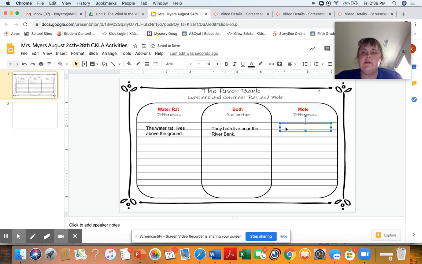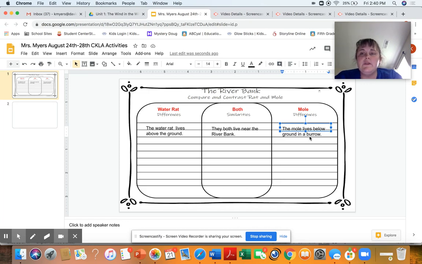Then how does that relate to the mole? So if the rat lives above, then the mole lives below ground in a burrow. So generally when I have a difference, I say one thing that's different about the rat compared to the mole. I might say while the water rat lives above the ground, the mole lives below in a burrow. So that's one way that they're different. Even though they both live near the riverbank, one lives above the ground, one lives below the ground.